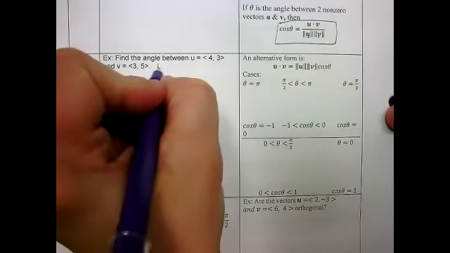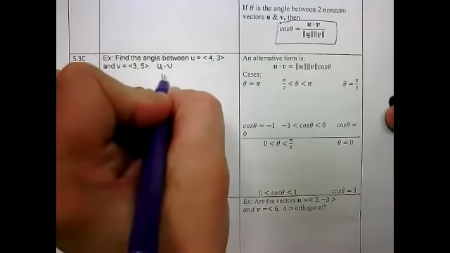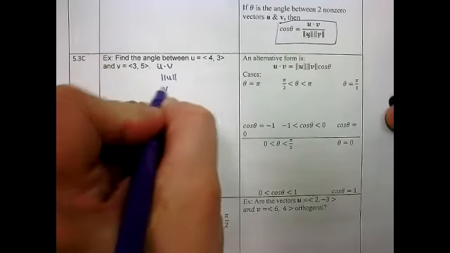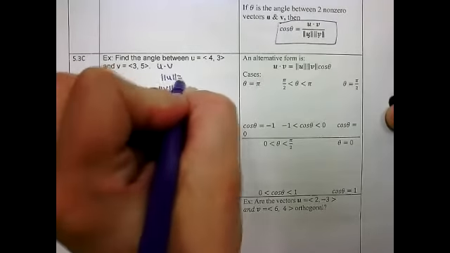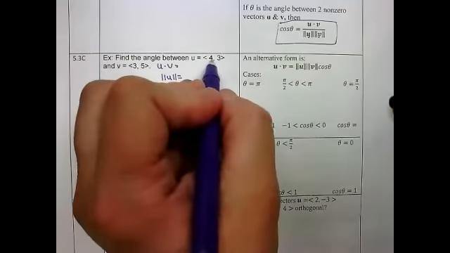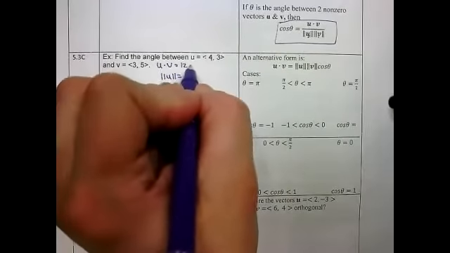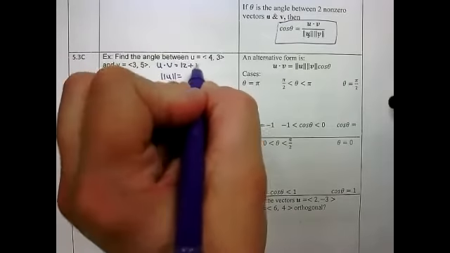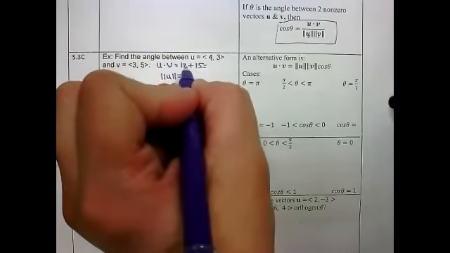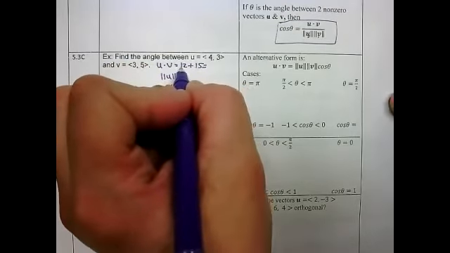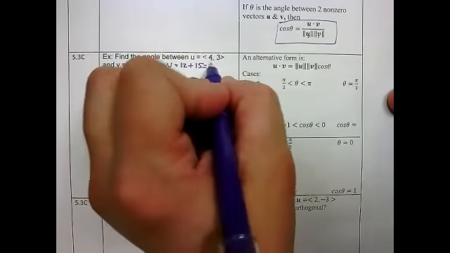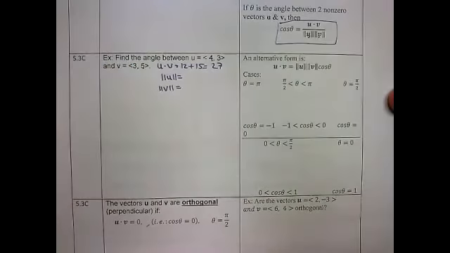So the very first thing I always do is find the dot product, and then find each of the magnitudes. Okay, so u dot v first. 4 times 3 is 12, plus 5 times 3 is 15. So that's going to be 27.